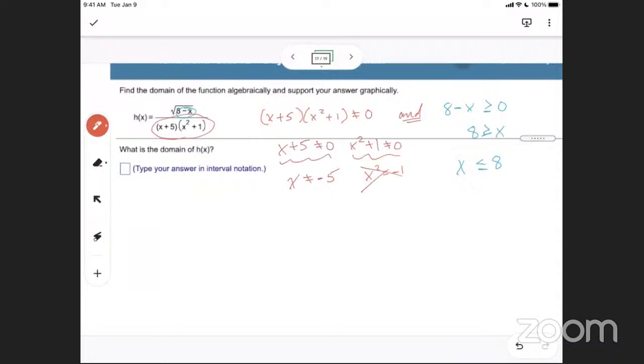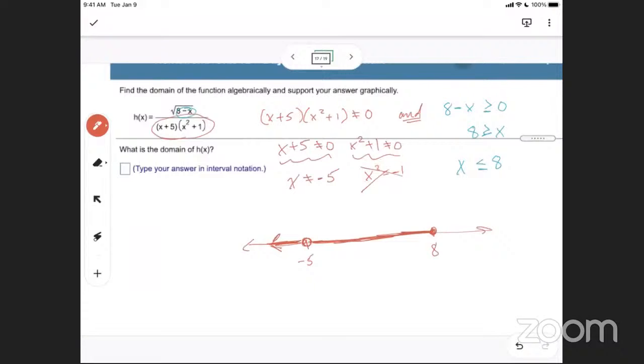I'm going to draw this on a number line. I know that x cannot equal negative 5, so that has to be an open circle there. And I also know that x has to be less than or equal to 8. So here's positive 8. So basically, that's my answer. It's everything less than or equal to 8, but it doesn't include negative 5.